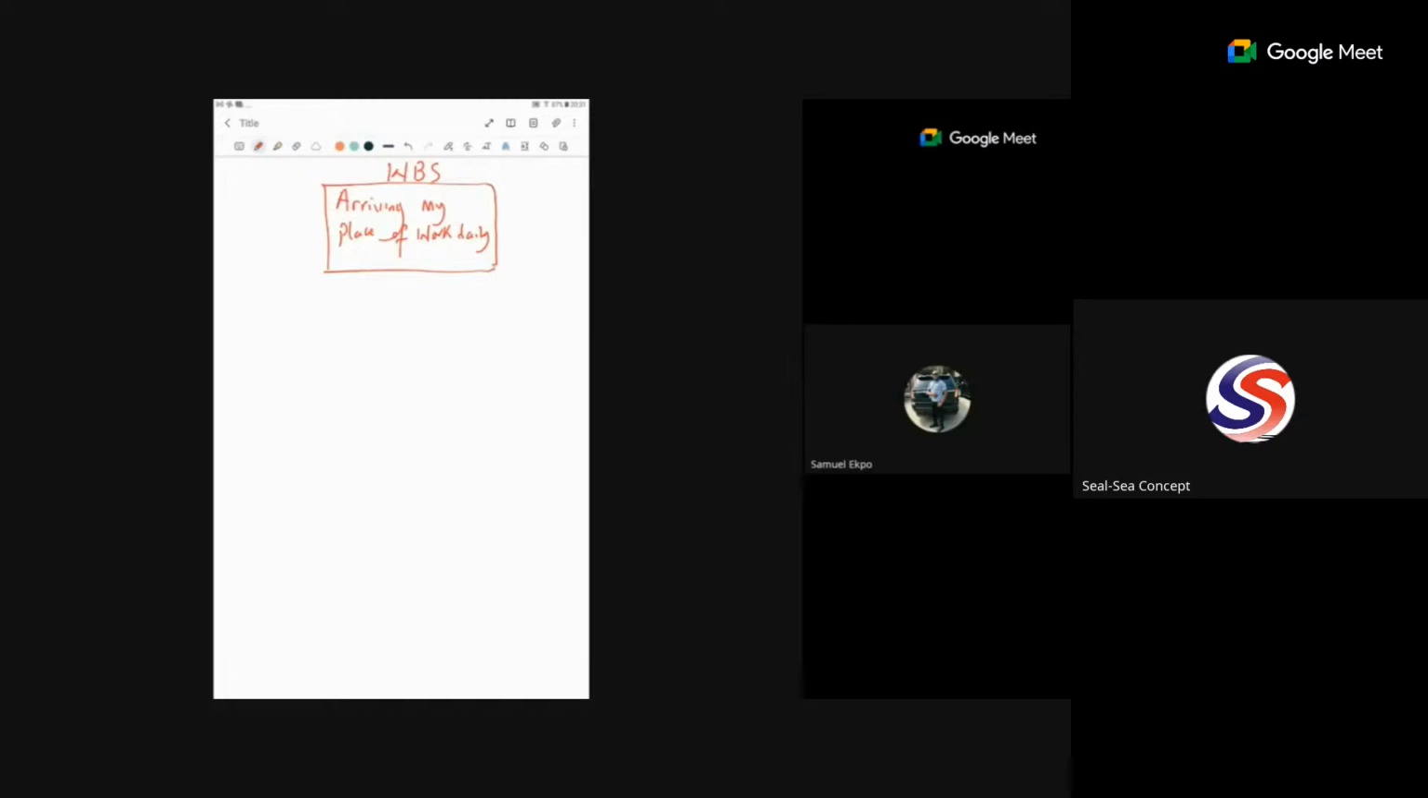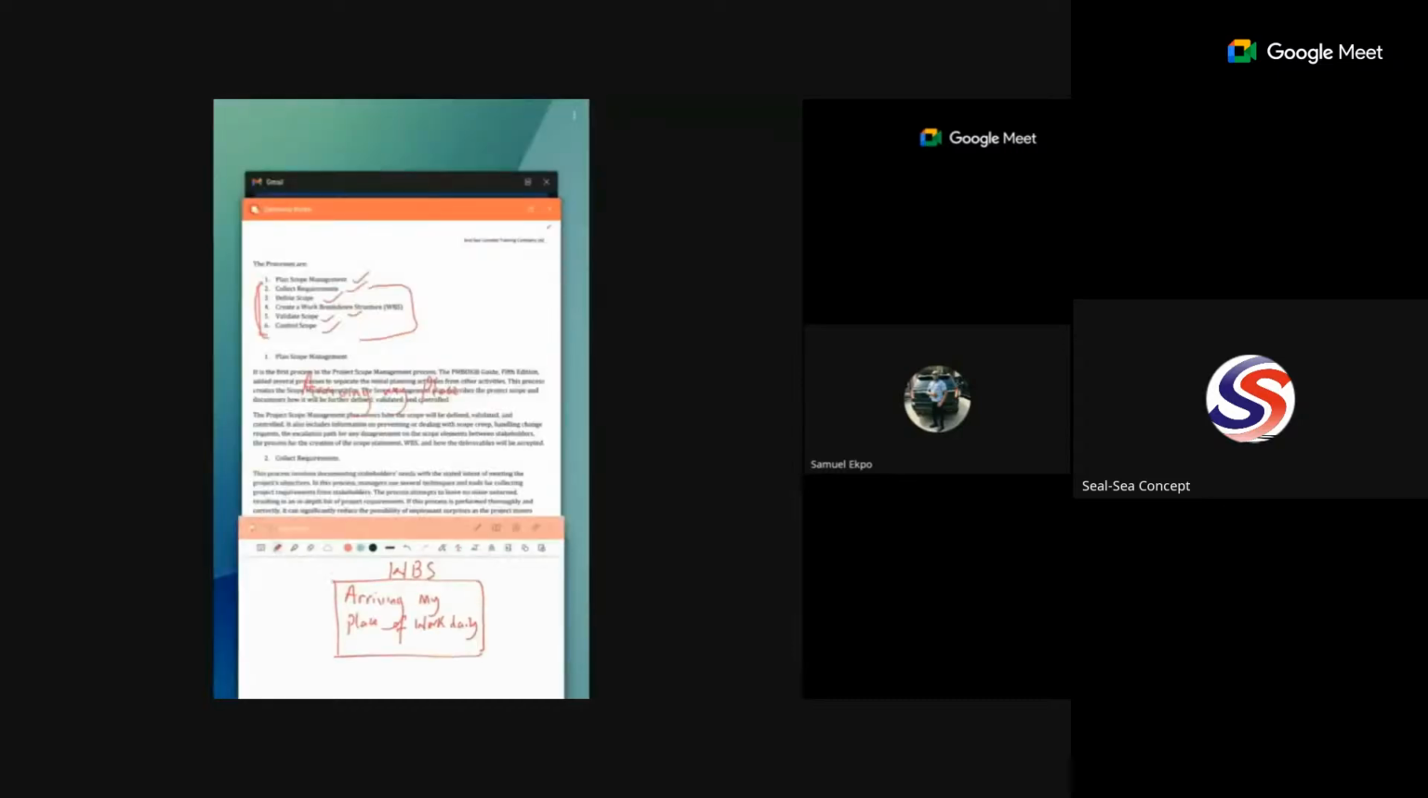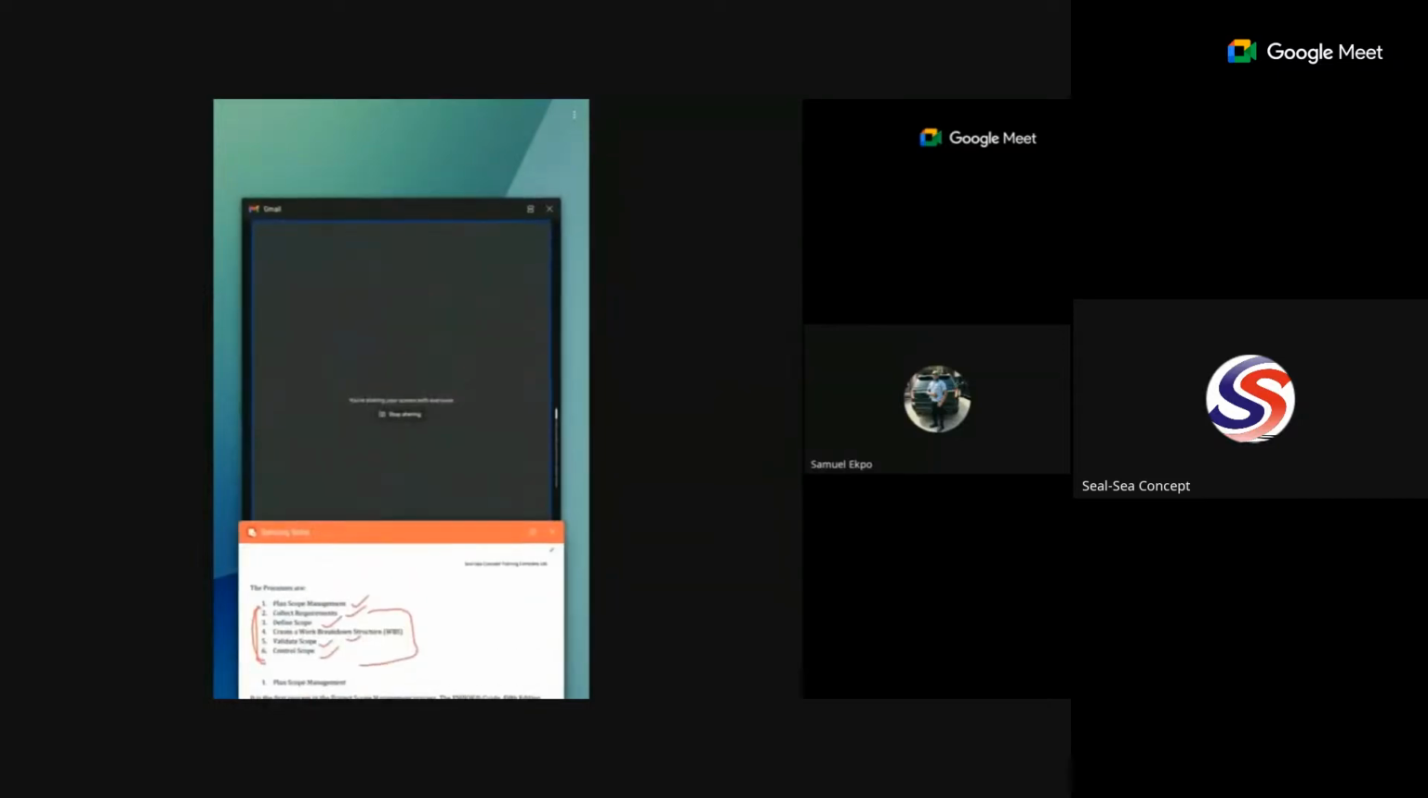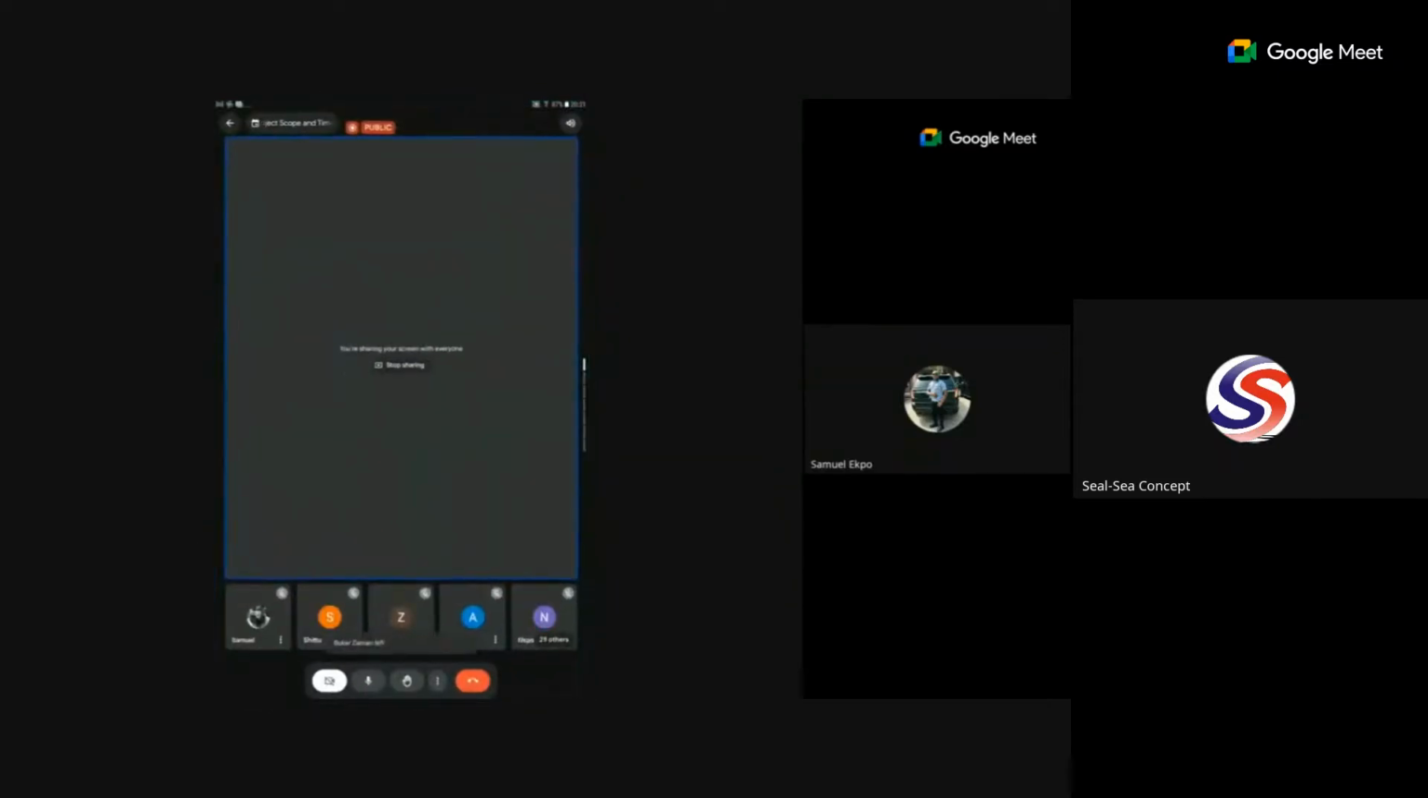Let's make it practical. Let's just look at a very funny one, the one I have on the board right now. I'm going to show you some professional ones, and then you also practice with some professional ones. And then we are going to cross-examine ourselves tonight to see the understanding that we may have in this. So, arriving at my place of work daily. This is what we want to do. And then I'm going to have a partner in the course of doing this.